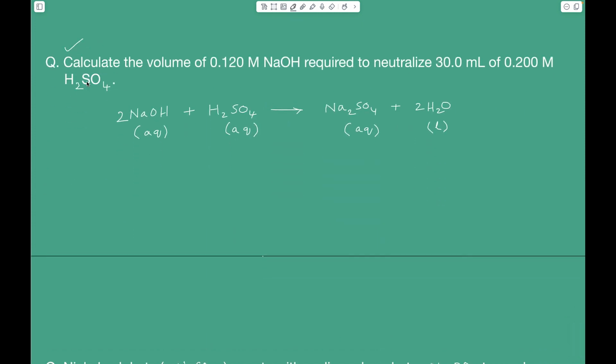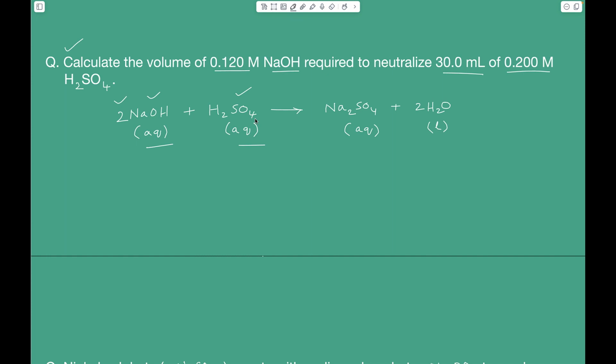Let us look at this question. It says calculate the volume of 0.120 molar sodium hydroxide required to neutralize 30 milliliters of 0.200 molar sulfuric acid, and here is the balanced chemical equation for that reaction. Obviously, this reaction is taking place between the aqueous solutions of sodium hydroxide and sulfuric acid, not between pure sodium hydroxide and pure sulfuric acid. See whether the reaction takes place between the pure reactants or between their solutions.